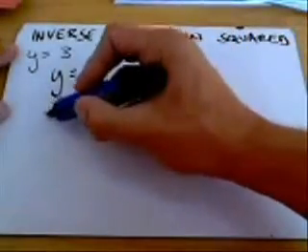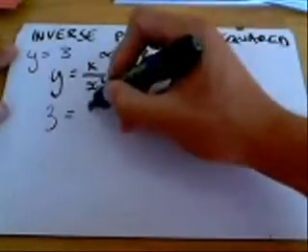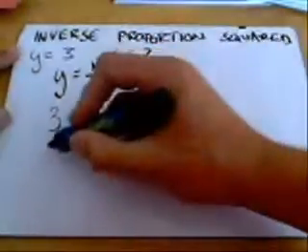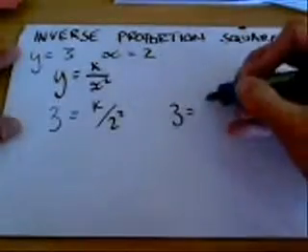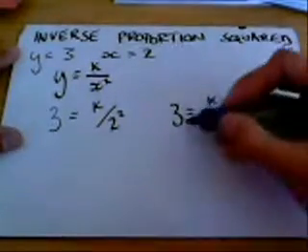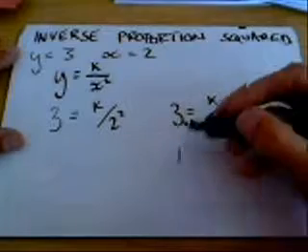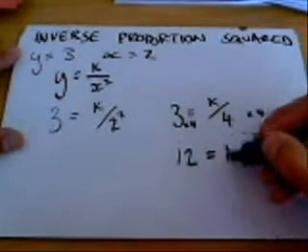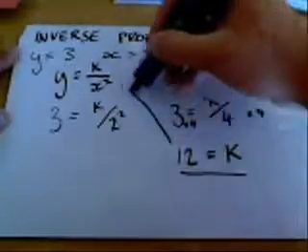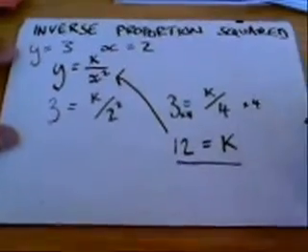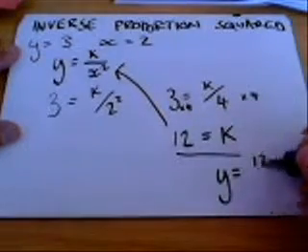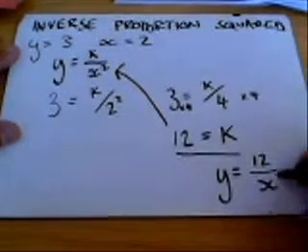So, substitute it in. y, which is 3, equals k over x squared. So, 2 squared, which is 4, so 3 equals k over 4. Times both sides by 4 to get rid of that 4. So 12 will equal k. Now we've got that constant, we can put it back into the original rule, so we have a function. So y now equals k, which is 12, over x squared.